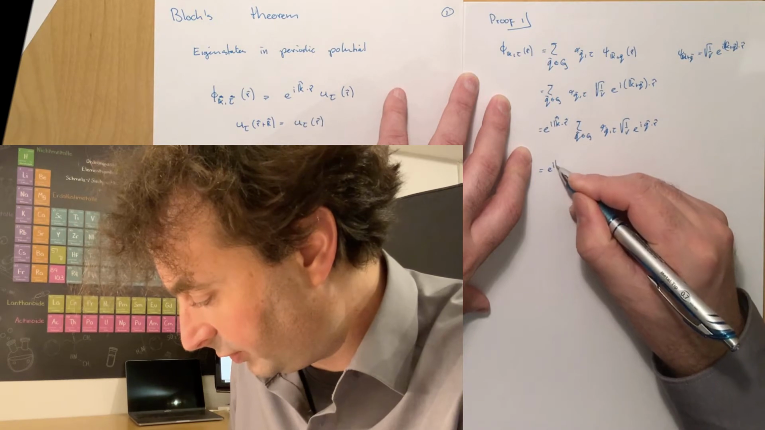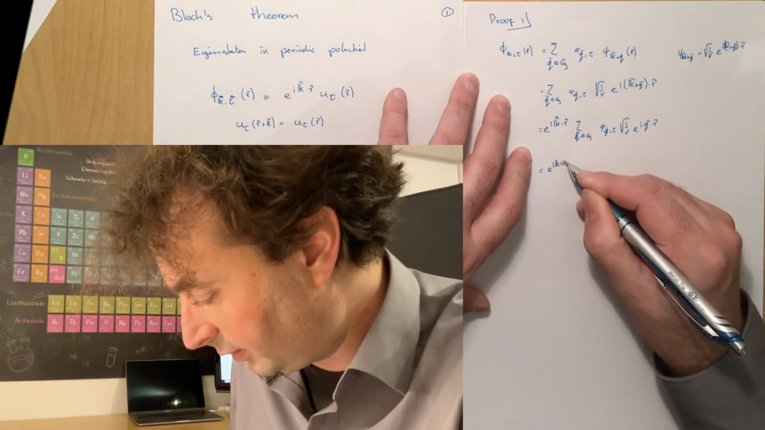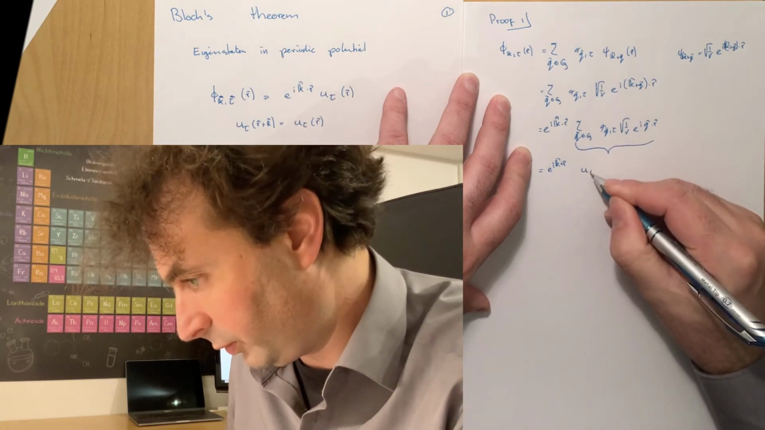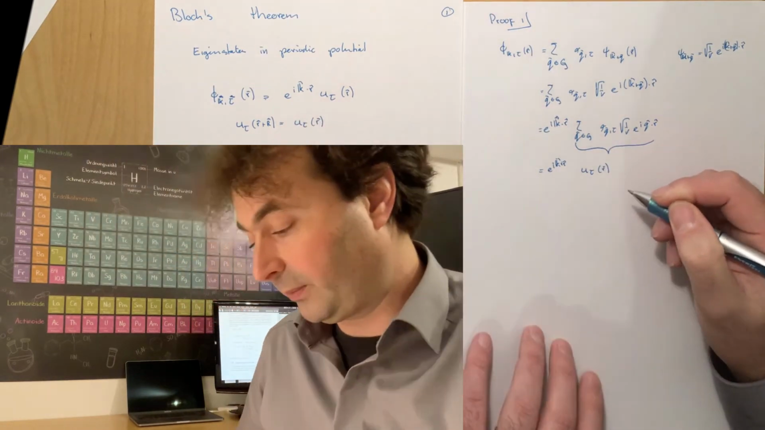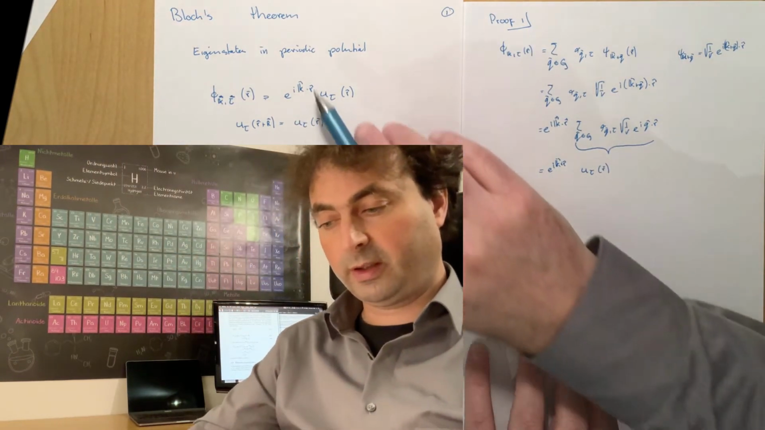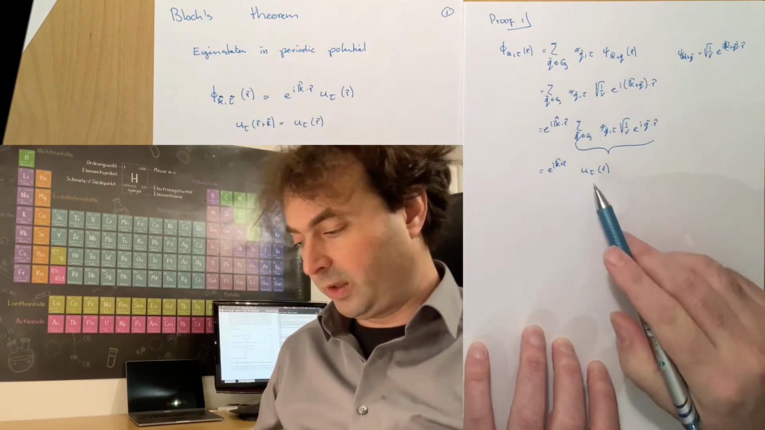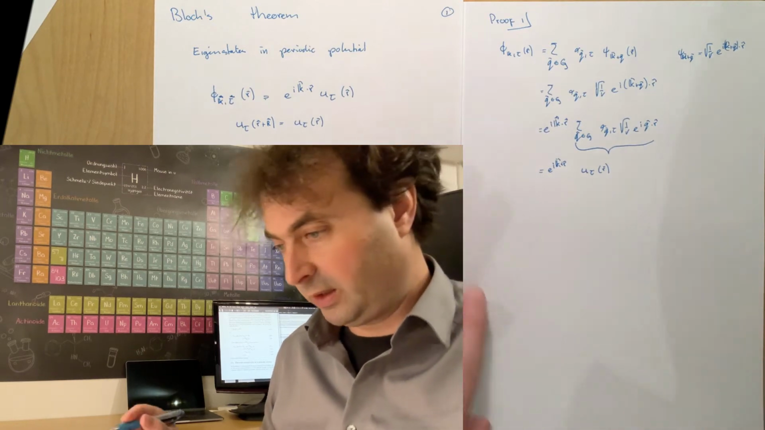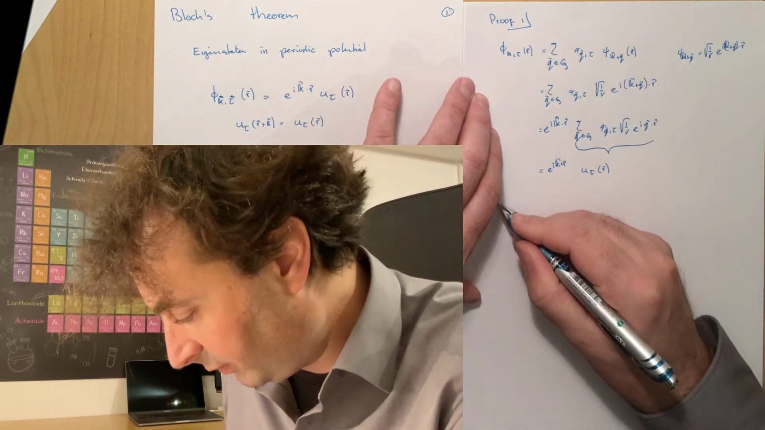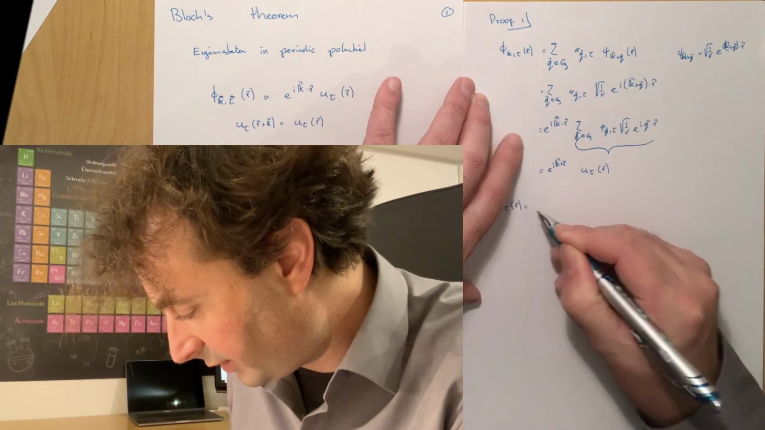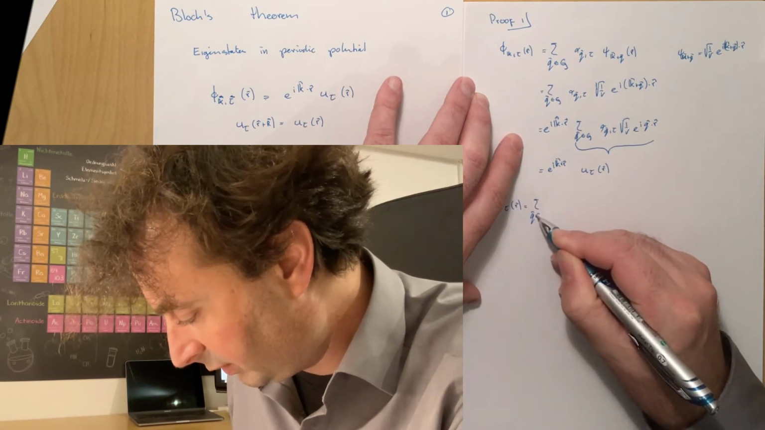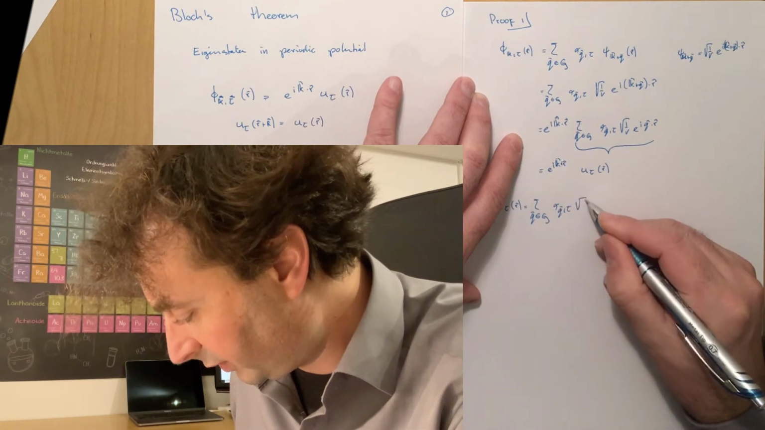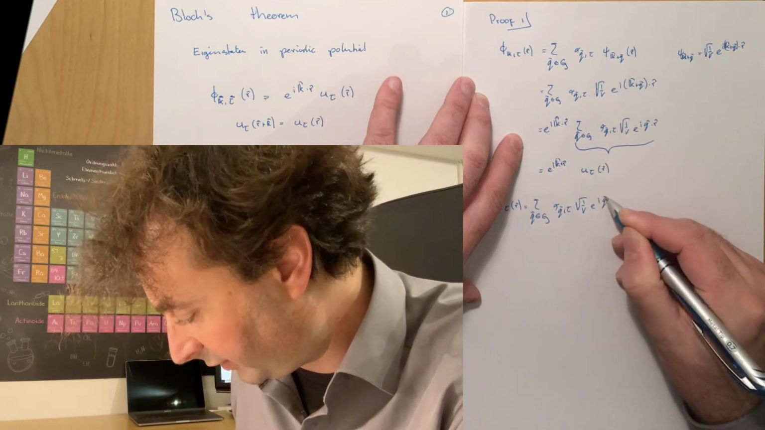Now this is e^{ik·r}, and this function we will call u_τ(r). In order to prove Bloch's theorem, we now have to show that u_τ(r) is periodic in the lattice. And we have u_τ(r) is equal to a sum over all reciprocal lattice vectors α_{q,τ}, some complex number, and then a plane wave with the wave vector q.